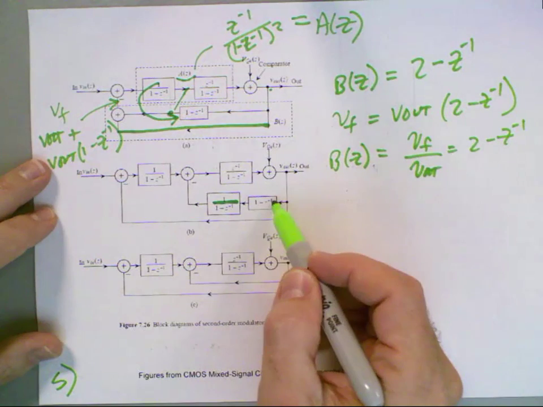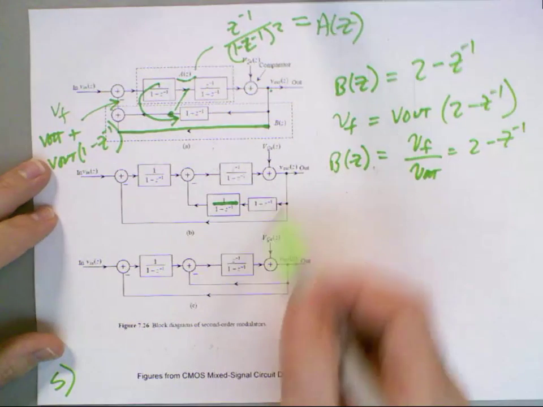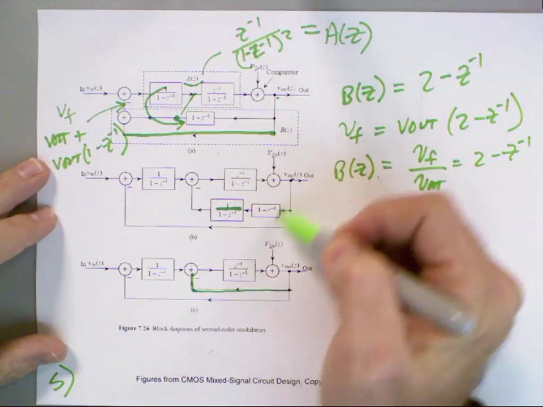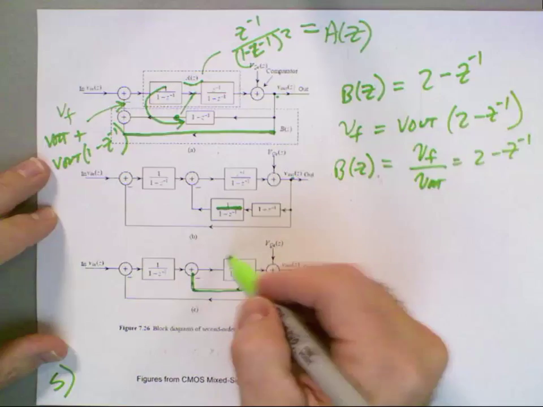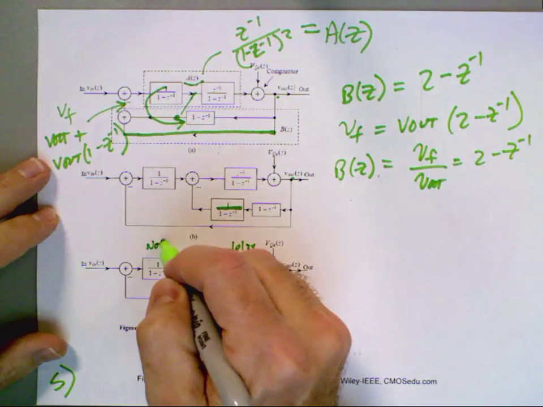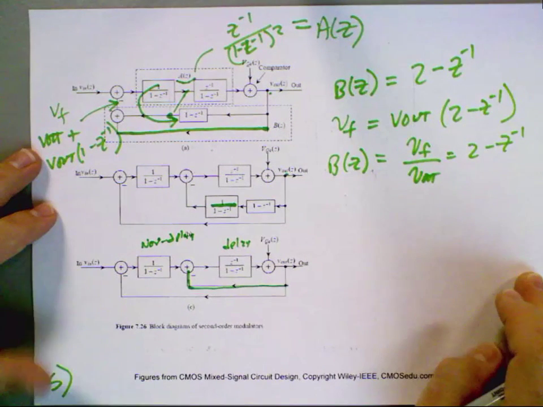And so then I've got 1 minus Z to the minus 1 divided by 1 minus Z to the minus 1, which gives 1. And then here I've got V out still coming back, and so there's my delaying integrator. There's my non-delaying. Looking good?